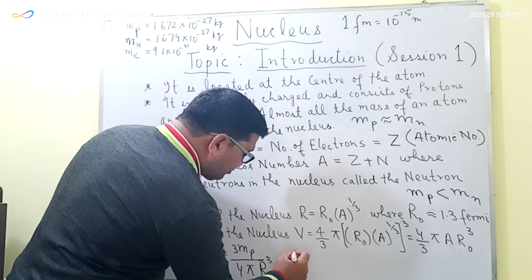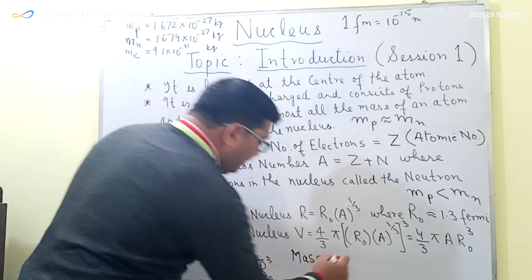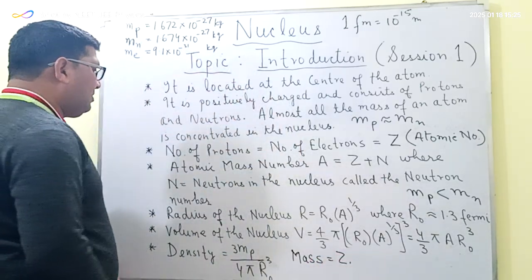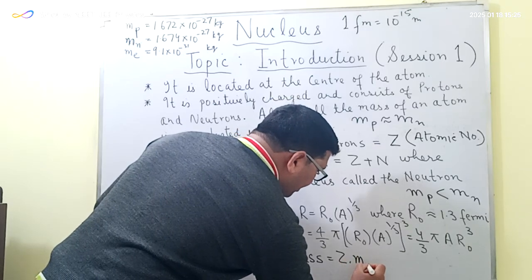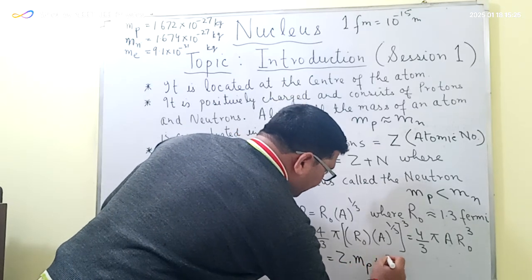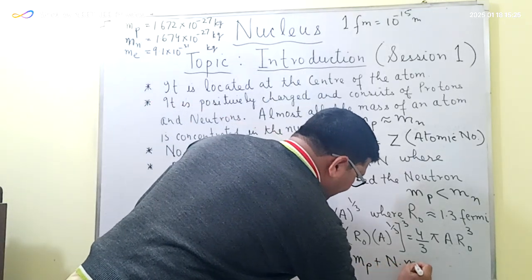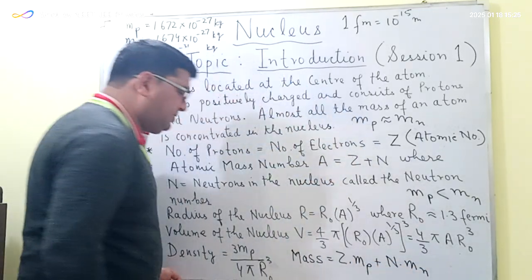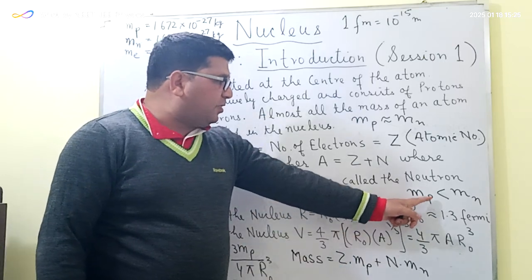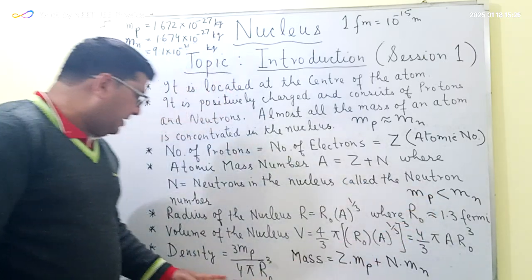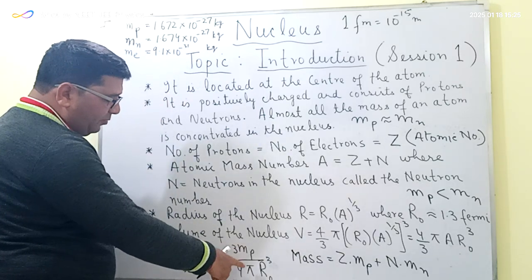But actually the actual mass of the nucleus will be equal to Z, the number of protons, multiplied by the mass of the proton, plus N, where N is the number of neutrons, multiplied by the mass of the neutron. So this is the true mass of the nucleus. But if I consider the mass of the proton to be equal to the mass of the neutron, then I can write the density equal to 3 mp divided by 4 pi r naught cube.